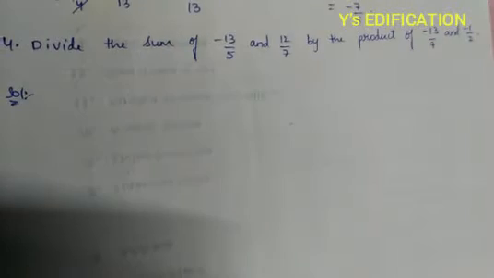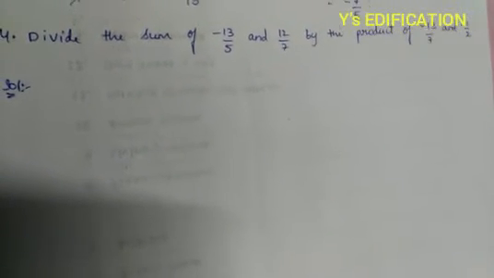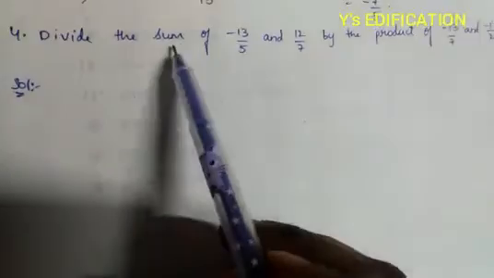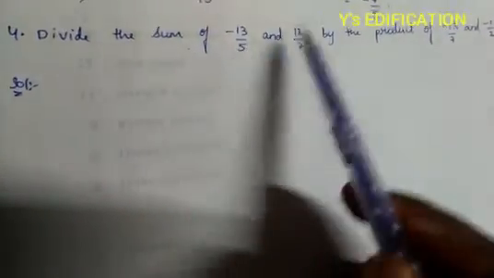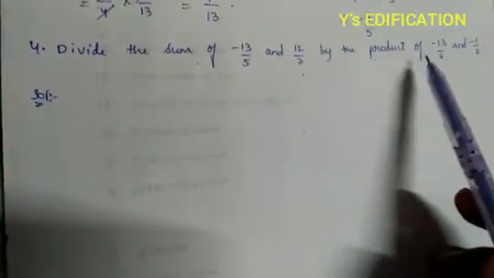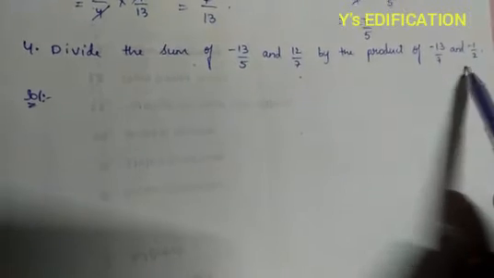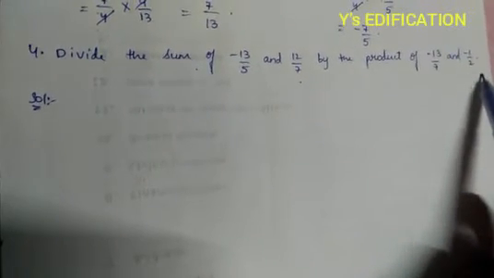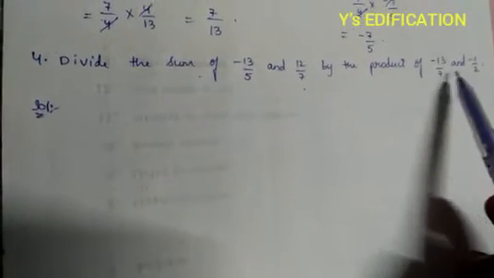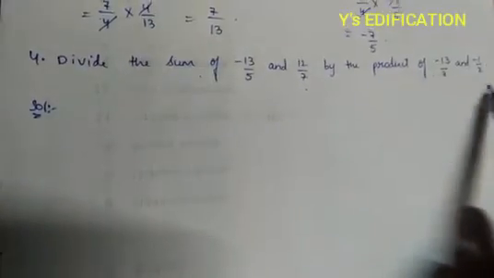The next question. Divide the sum of minus 13 by 5 and 12 by 7 by the product of minus 13 by 7 and minus 1 by 2. First, the sum of minus 13 by 5 and 12 by 7: we have to add these two numbers. Next, the product of minus 13 by 7 and minus 1 by 2: we have to multiply these two numbers. First we add, then we multiply, then we divide the results.